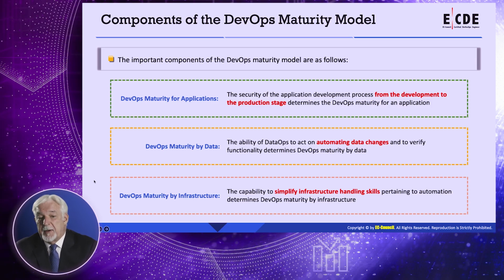Then we have DevOps maturity by data. Basically, we're looking at data operations and what they do to act on automatic data changes, and how it verifies the functionality is determined by the DevOps maturity by this data layer. And last, we have the DevOps maturity by infrastructure. And this is looking at the capability to simplify infrastructure handling skills, automating this stuff. Pertaining to automation determines DevOps maturity by infrastructure. How do we actually reduce the workload, the manual application of infrastructure with our DevOps capabilities?